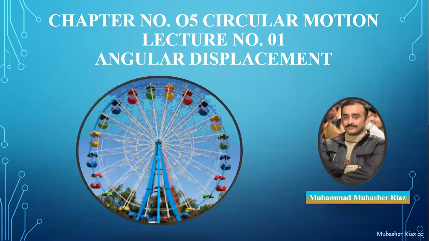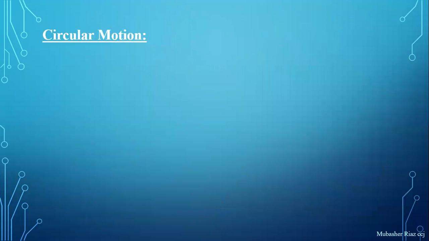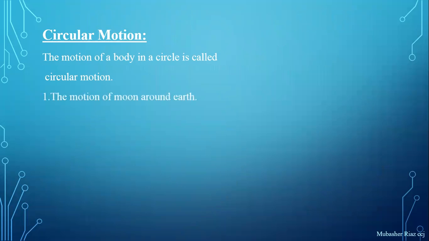Let me discuss first of all what is circular motion. Circular motion can be defined as the motion of a body in a circle. When an object is following a circular path, when an object is moving in a circle, then this type of motion is called circular motion. For example, the motion of the moon around the earth is a circular motion.